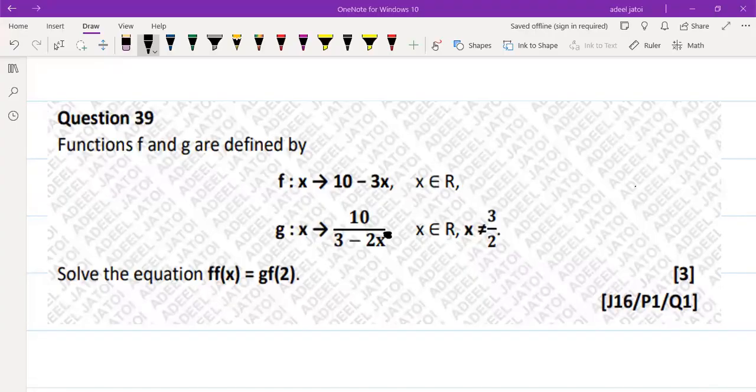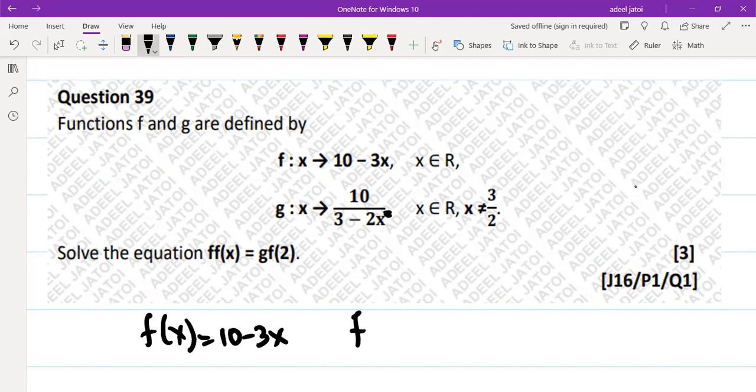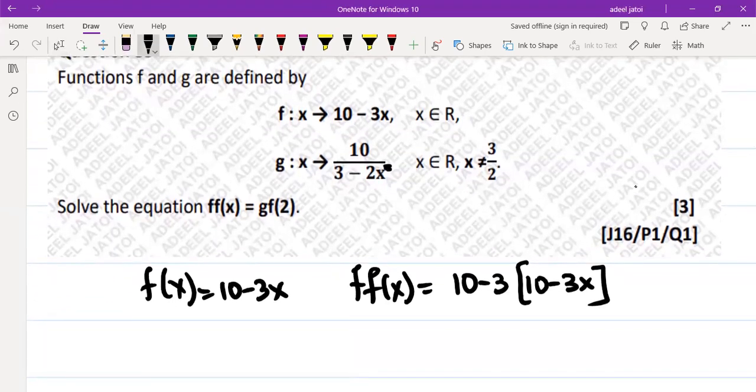Now this question is of composite function, June 2016, paper 1, question number 1, question 39 from the book. The question clearly says f(f(x)) is equal to g(f(2)). So can we say that f(x) is 10 minus 3x? So f(f(x)) is equal to 10 minus 3 times (10 minus 3x). What did we do? We substituted f(x) in the function of f(x) again.